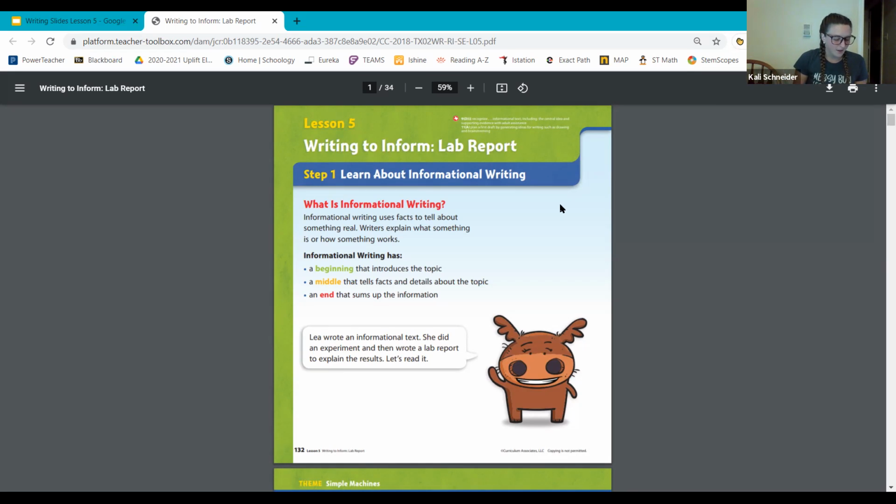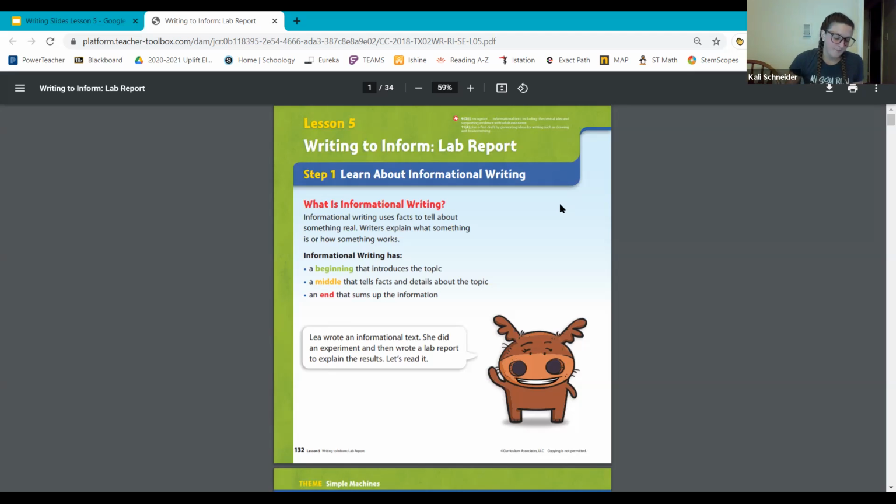So explain. So what is the goal of informational writing? The goal of our informational writing is to explain or tell about something real, or to share information using facts and definitions. So it's going to be important that we're able to look up information and define and tell people what words and things mean.